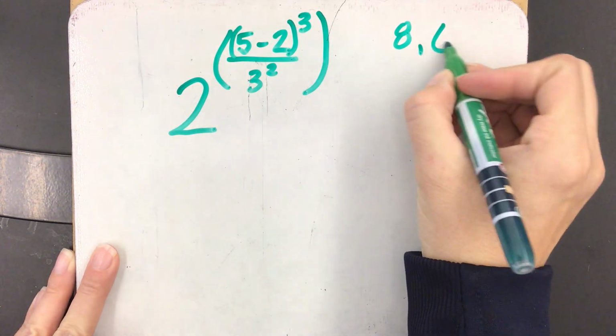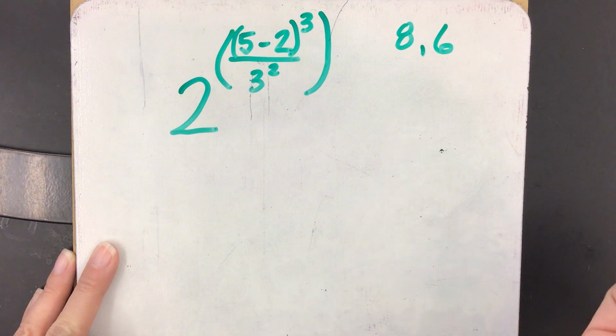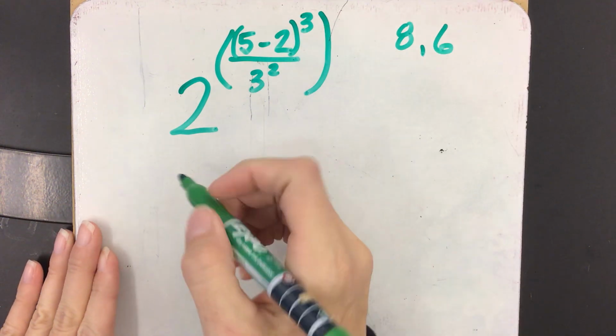6. Maybe. Anyone else? 8, 6, those are the only ones? Okay. I have had times when the whole class got something wrong and one person was the only one that was right. So you just never know. So don't be afraid to give your solution.